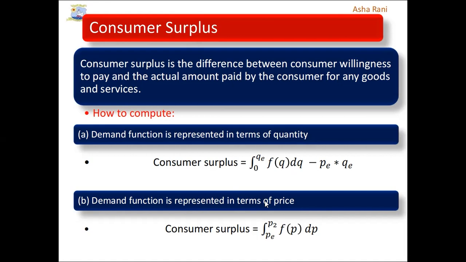The demand function is represented in the form of an initial price and a final price, from the first price up to the second price. The demand function will be represented by this. So this is the formula for representing consumer surplus.